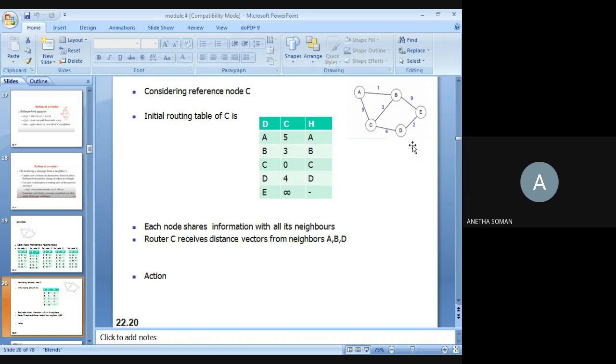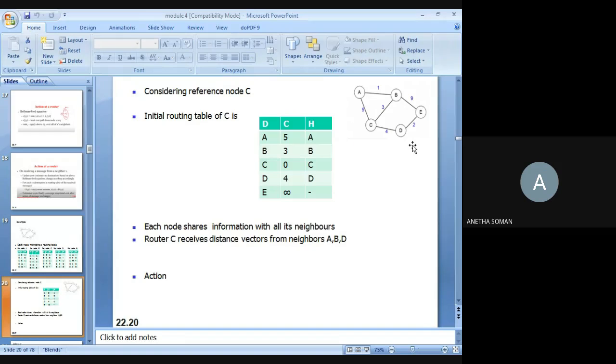So router C receives distance vectors from neighbors A, B, and D. Only from its neighbors, not from any other nodes. You just assume you are getting the distance vectors from your neighbors. If I am considering router C, I am receiving the distance vectors from my neighbors A, B, and D.